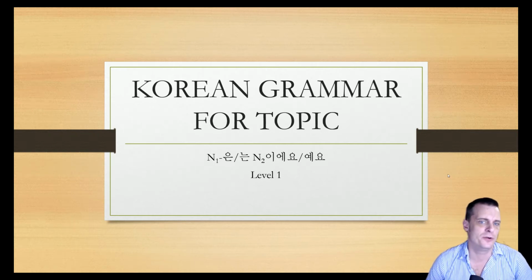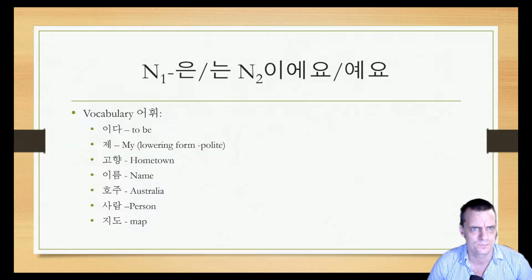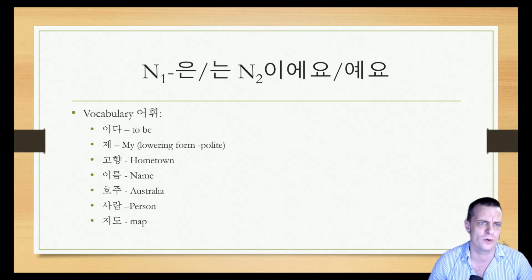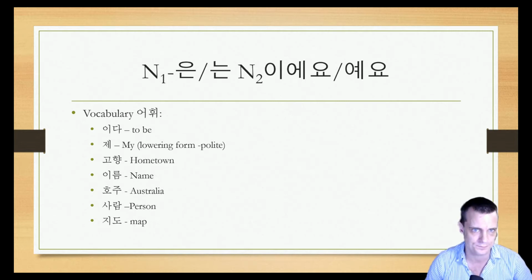Okay, welcome to the lesson on N1은, 이에요, which is a level 1 lesson as part of the Korean Grammar for Topics series. Firstly, let's look at the vocab that will be used in this lesson, or 어휘. Firstly, 이다, to be, 제, which means my in the lowering form, thus is polite, 고향, which is hometown, 이름, name, 호주, which is Australia, 사람, which is person, and 지도, which is map.